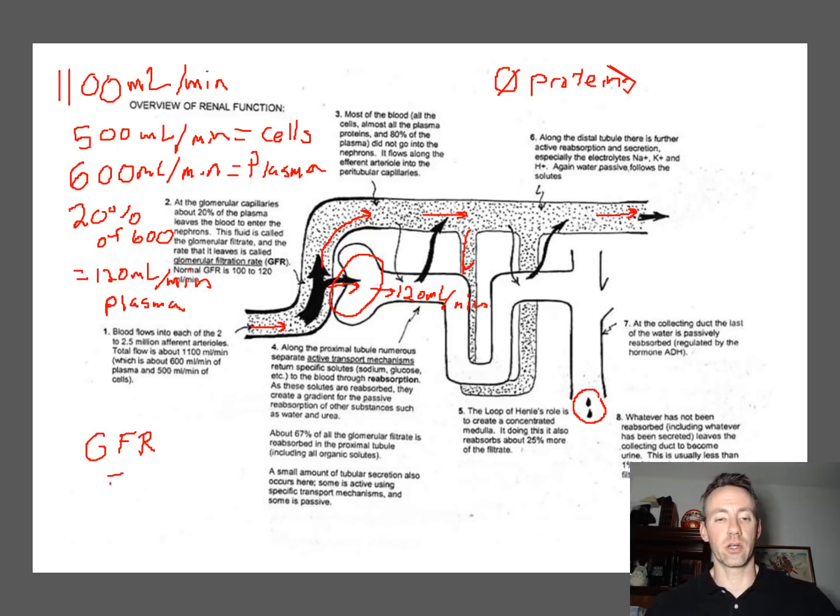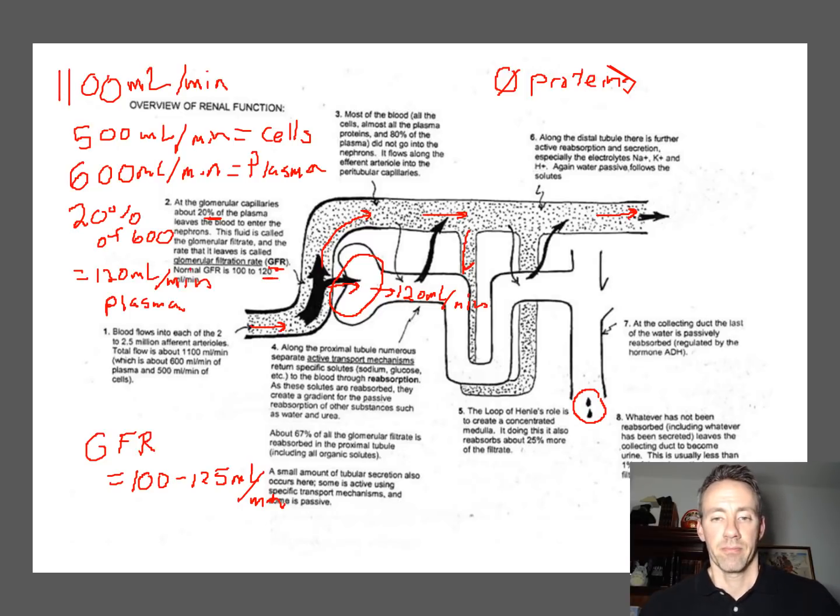And in this case, under normal circumstances, it's typically anywhere from about 100 to about 125 mils per minute. Okay, so that's our typical GFR. And so if you look at what's written out here, you can see he goes into talking about the 20% of the plasma here. Okay, that's the GFR. In this case, it was about 120.